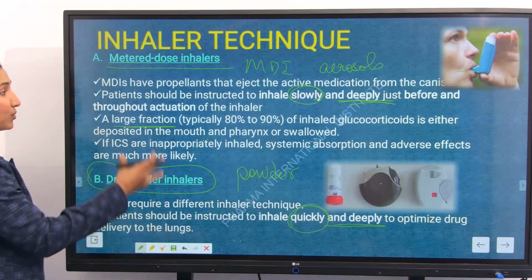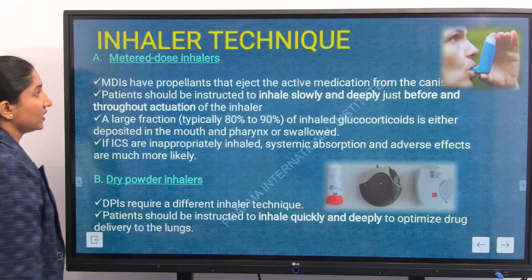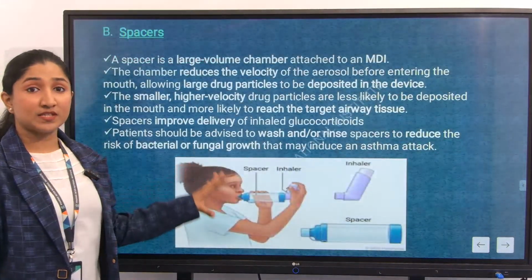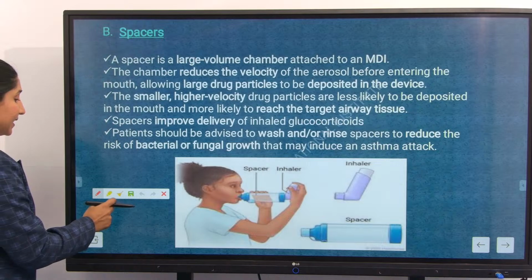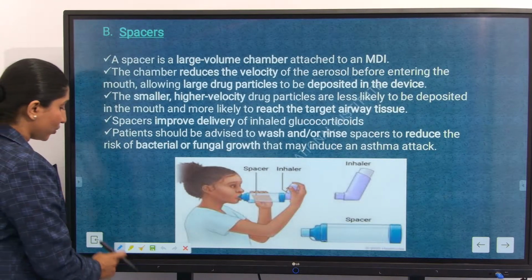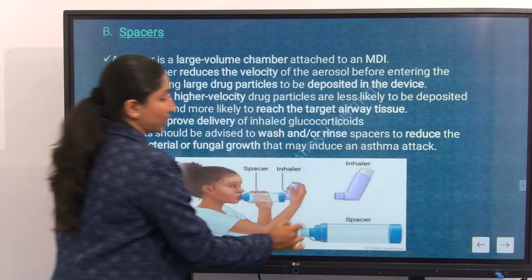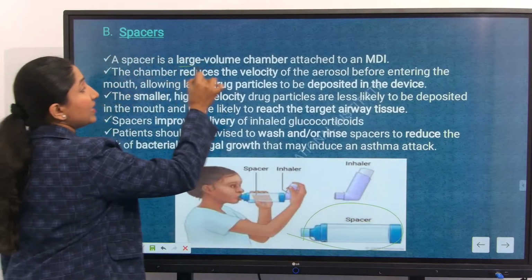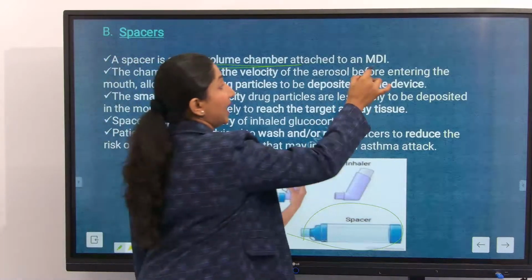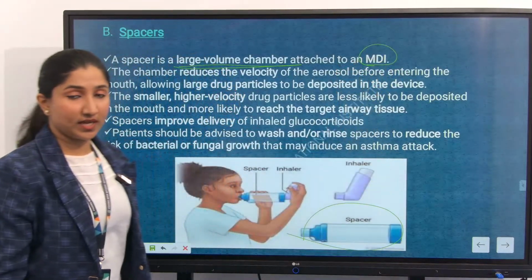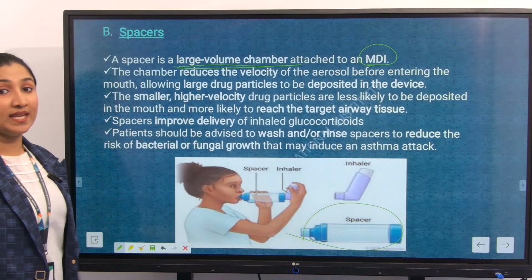Okay, so that was how to use these inhaler techniques. Next, we'll see the spacer. Initially, when we were learning about the inhaled corticosteroids, we talked about the spacer. So what is a spacer? It is a large volume chamber that is used along with an MDI, or metered dose inhaler. It is never used with a dry powder inhaler, but it's used with an MDI.